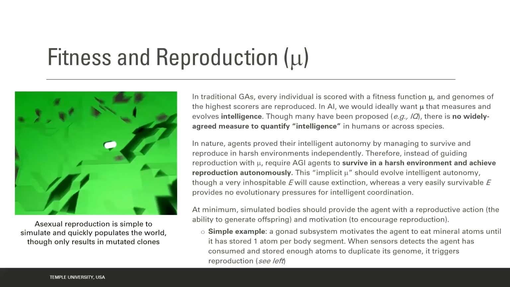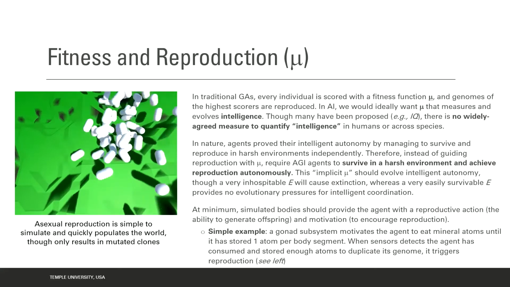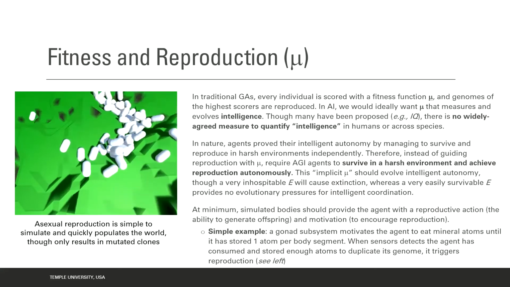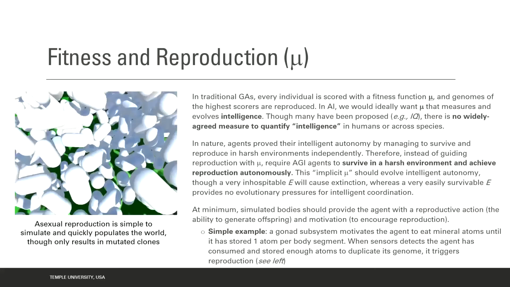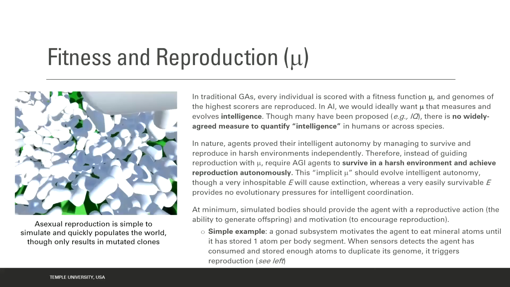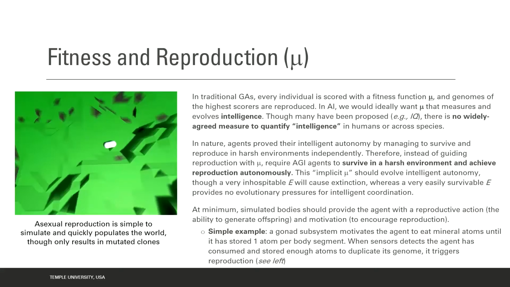Moving on to fitness and reproduction. In traditional genetic algorithms, each individual agent is scored using some fitness function mu, and then the genomes of the highest scores are recombined or reproduced. In AI, we would ideally then want a mu that measures and evolves for intelligence. And although many have been proposed, like IQ, there is actually no widely agreed measure to quantify intelligence, either in humans or across species.